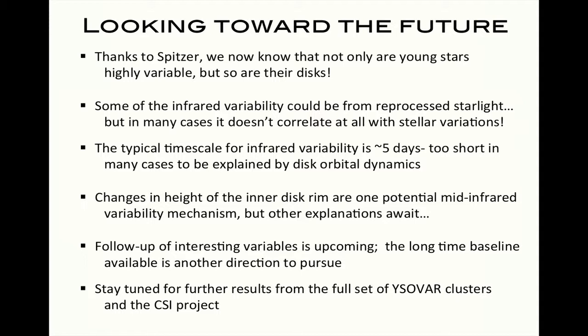The typical timescale for infrared variability is just about 5 days, which is too short in many cases to be explained by disk orbital dynamics. And so we think, as I mentioned, that this may be caused by the inner rim of the disk moving up and down by various mechanisms. That's one potential idea, but other explanations await.